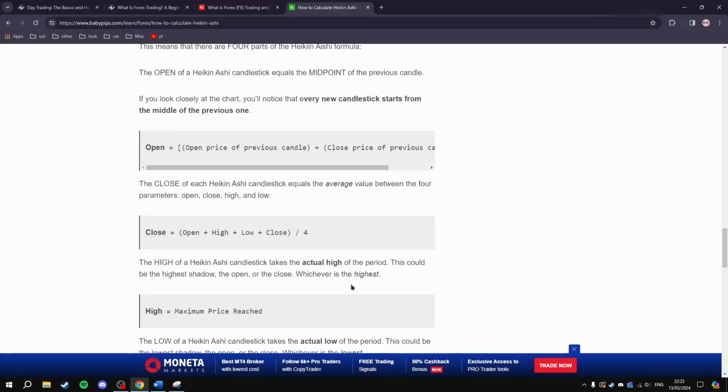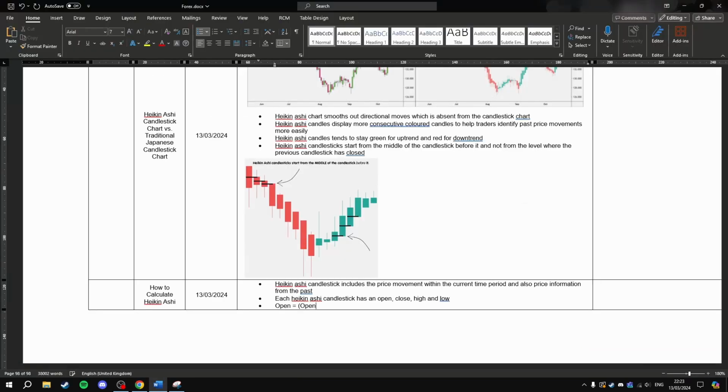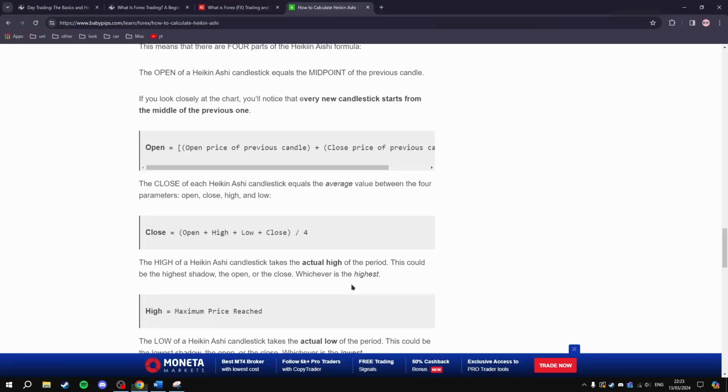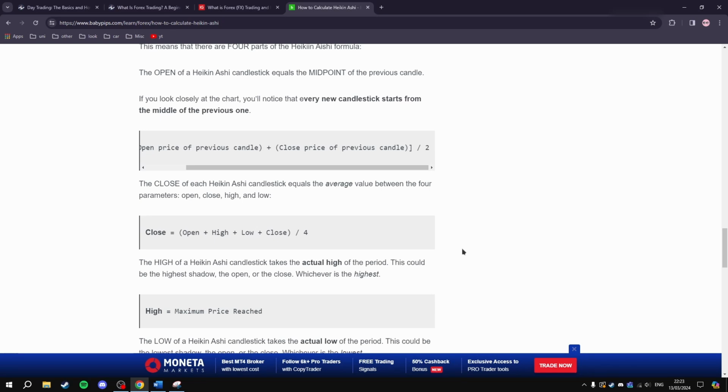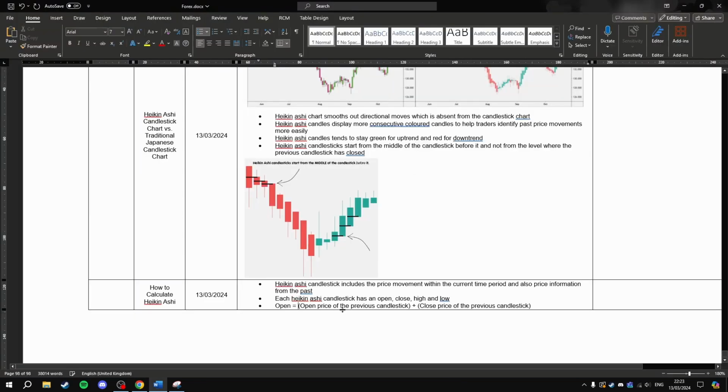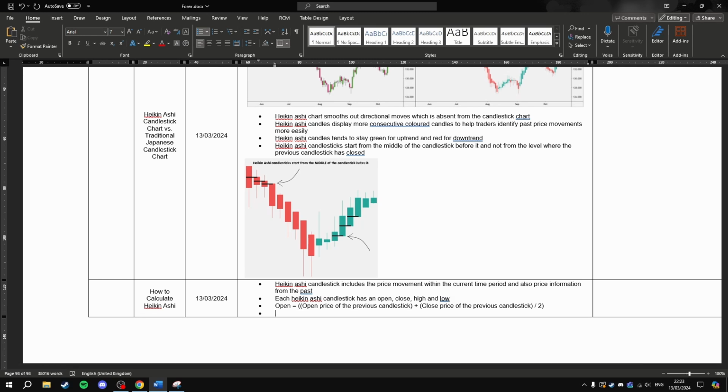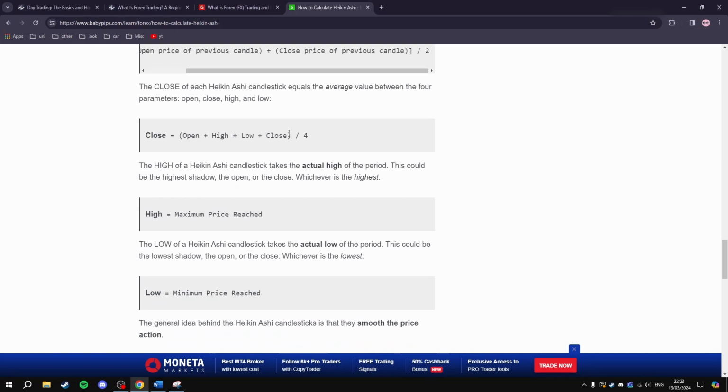So open is equal to the open price of the previous candlestick plus the close price of the previous candlestick divided by 2. I wonder how they got the price for the first candlestick then, if there is no previous candlestick before the first.